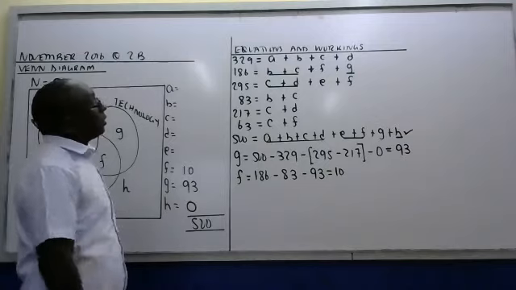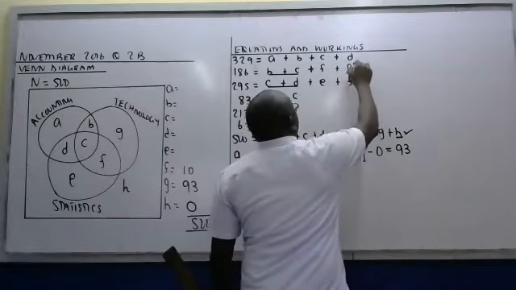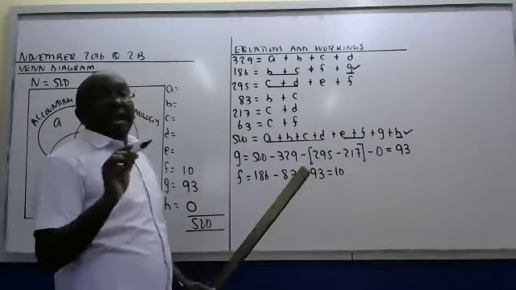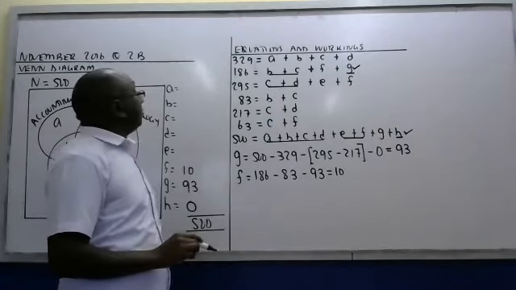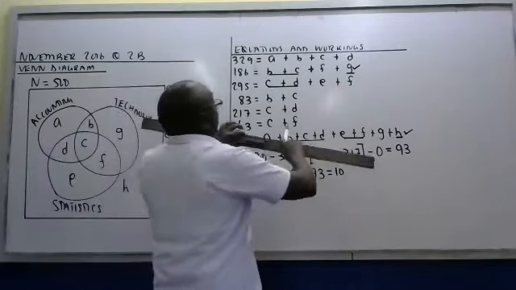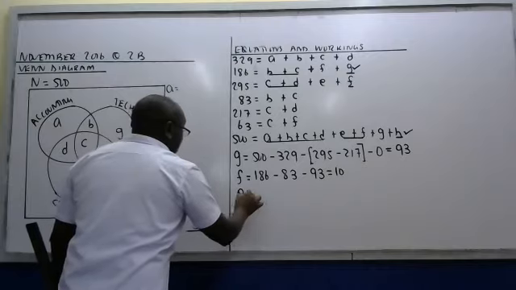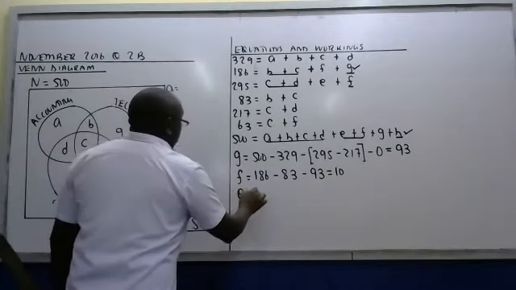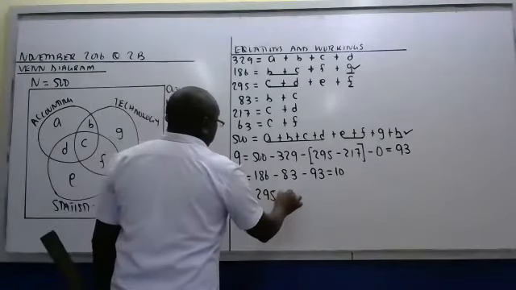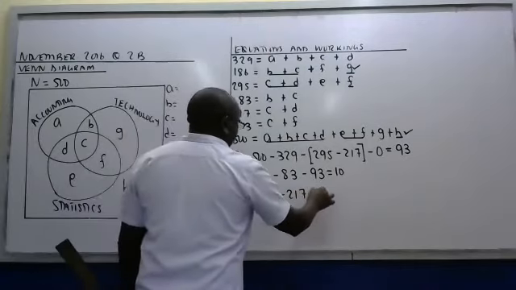Okay, we proceed. This one has assisted us and we are thankful, we mark it out. Then we check where we can get F, and when we get here, we are able to see F. So this F is known. Based on that, we are able to get E as 295 minus CD, which is 217, minus F, which is 10.